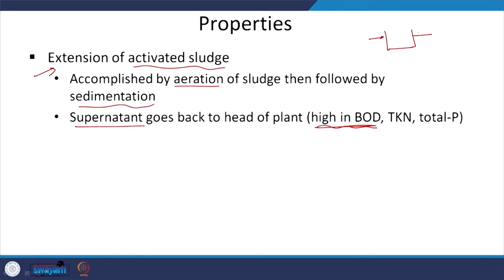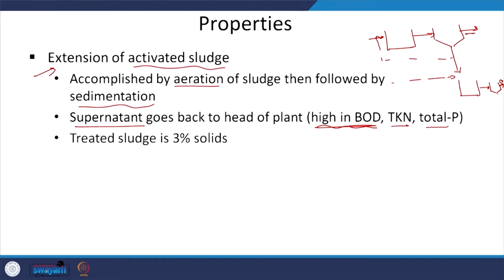So, if this is my typical activated sludge process, and this is being recycled, and if for this sludge there was a primary sedimentation zone even for wastewater, and I am also collecting that sludge, and I have another activated sludge process here for this, right. So, this particular supernatant is going to be higher in strength compared to this particular effluent here. So, I can recycle this back here too, but again you have to be concerned about TKN and total phosphorus. So, treated sludge is around 3% solid, that is one aspect obviously.